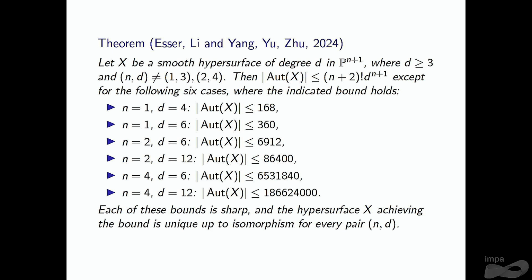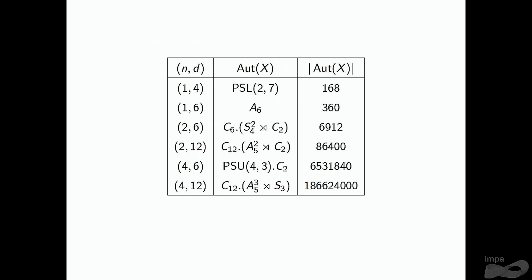We were aware of some of the exceptions, not all of them. We would have never expected there to be that many. This is the exact statement from Esser and Lee, and I stole this table from the other group. So this is the group that realized the automorphism. So the two problems of finding the largest possible automorphism and the largest possible automorphism group are already solved by these different works by several people.